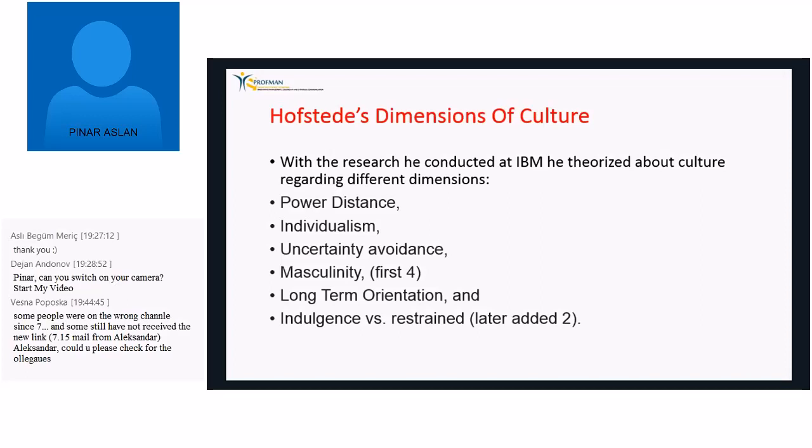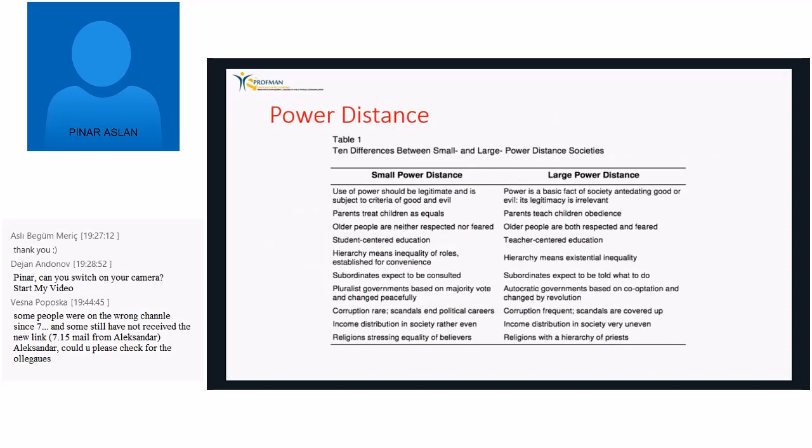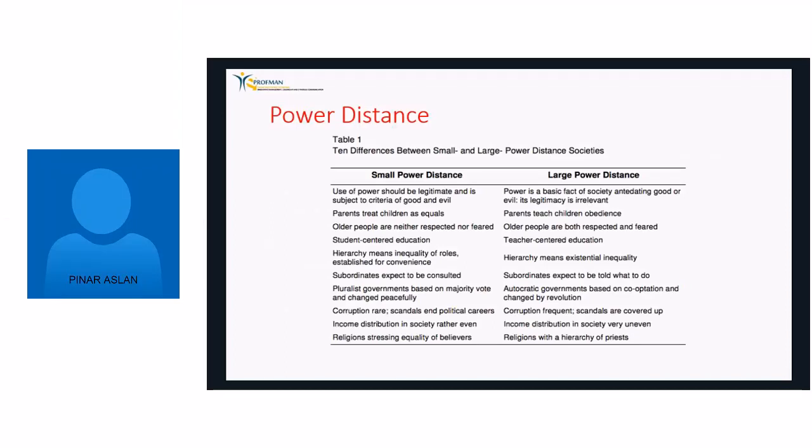And now I'll show you a table. We can see the difference between small power distance and large power distance. For example, in a small power distance culture, use of power should be legitimate and is subject to criteria of good and evil. Whereas in a large power distance society, power is a basic fact of society antedating good or evil. Its legitimacy is irrelevant.